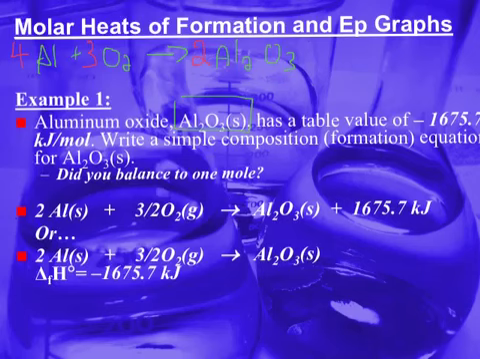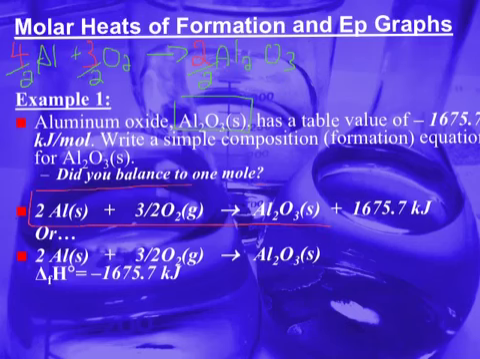To do that, we need to divide all the coefficients by 2. So 4 divided by 2 becomes 2, 3 divided by 2 is 3 halves, and 2 divided by 2 is 1. So therefore, in our final equation, we have 2 aluminums plus 3 halves oxygens yields aluminum oxide.